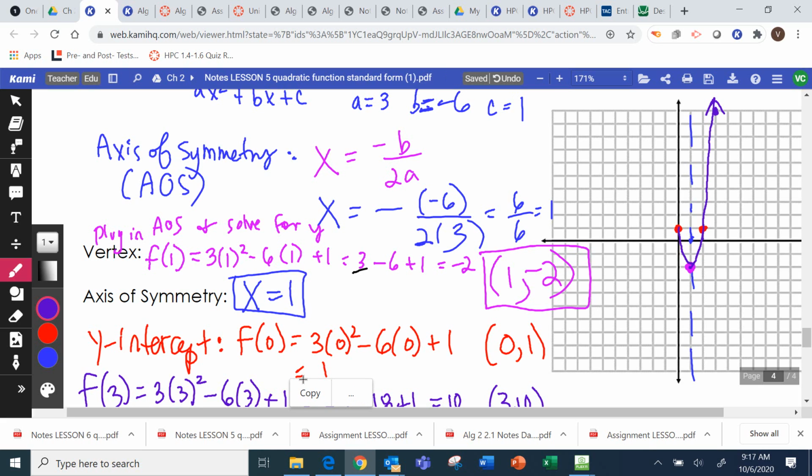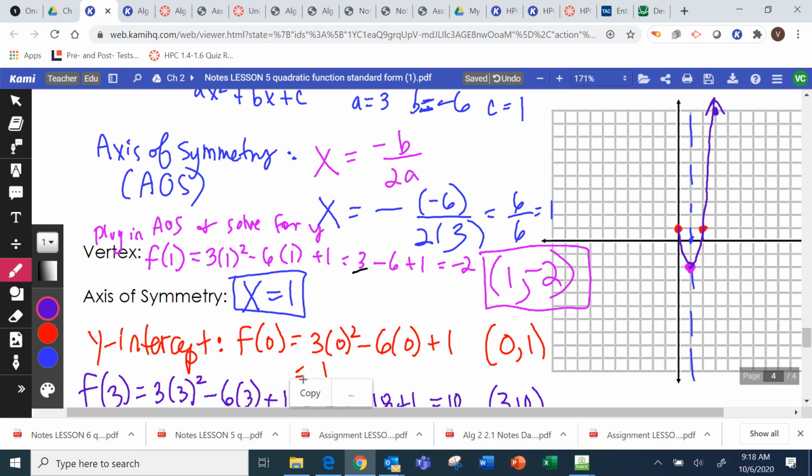I have 4 points. How many do I need? Should I plug in another number? If you're agreeing with me and saying no, what else could I do? I need 5 points. Jackson?